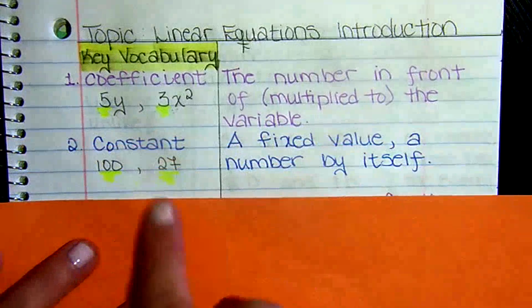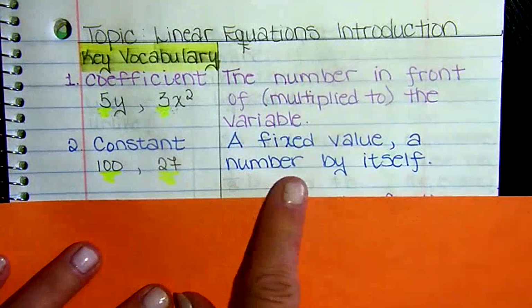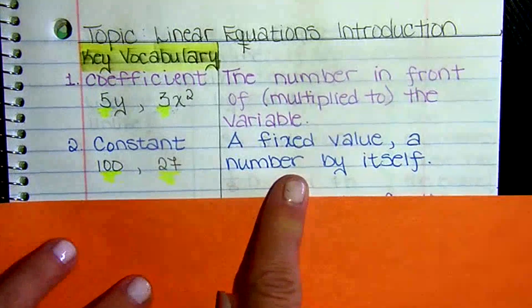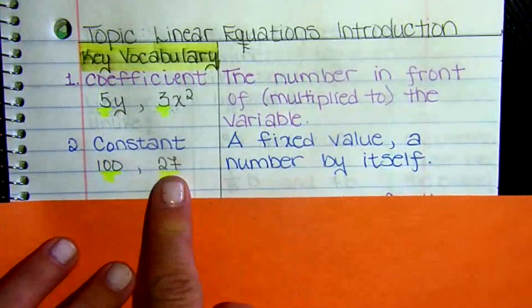Then we have constants. Constants are a fixed value or a number by itself without a letter, and these are examples of constants.